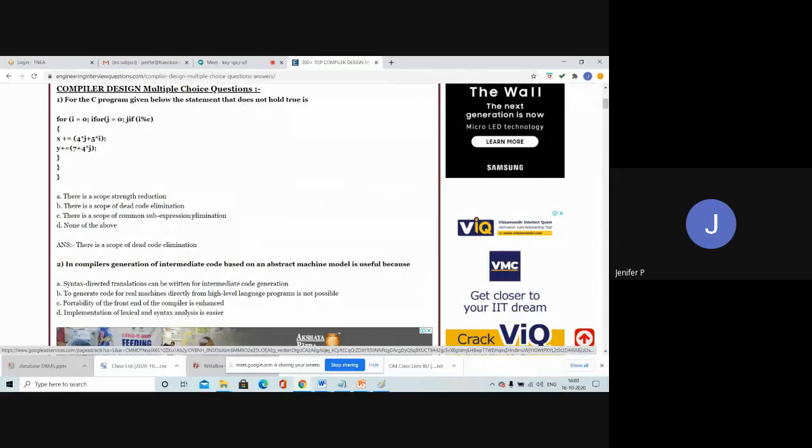Then look at dead code, can we do anything about dead code? Now x plus equal to 4 into j, 5 into y. So this is just a loop. In that case, this x and y will be used in the future. That is, after this block, surely this x and y will be used. That means there is no scope for dead code elimination. Okay. So your answer will be: there is a scope for dead code elimination is wrong. Strength reduction is possible, common sub expression elimination is also possible. The only not possible thing is dead code elimination.